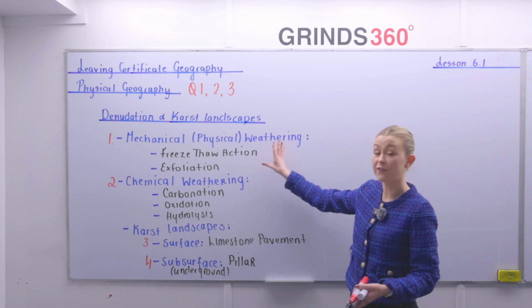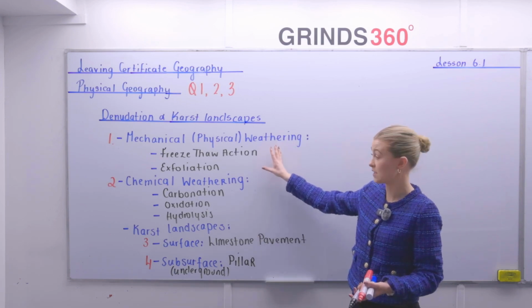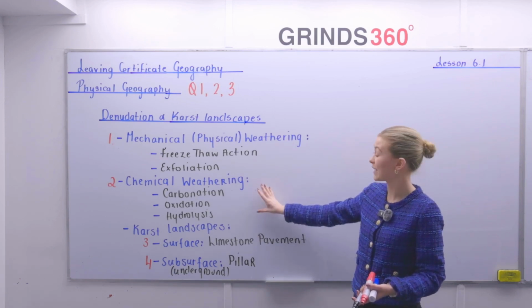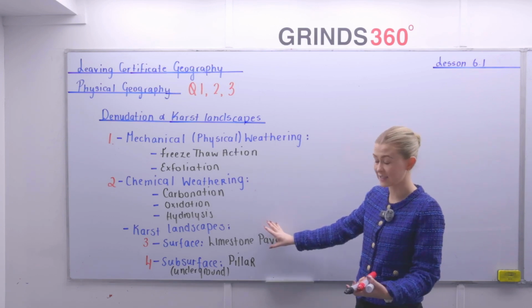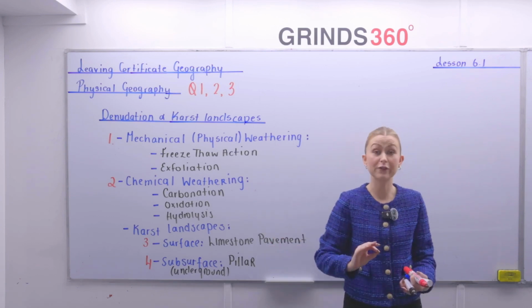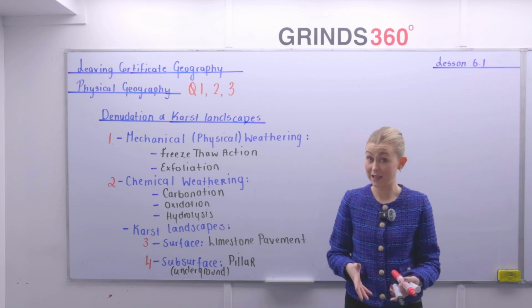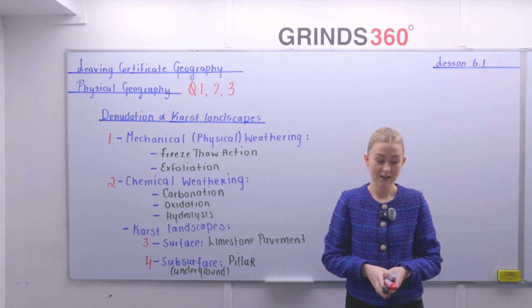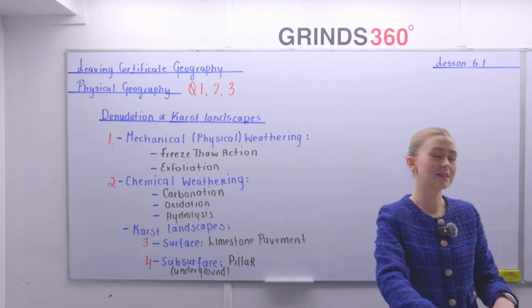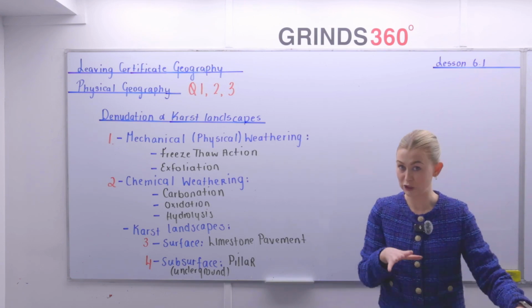We have number 1, our physical weathering or mechanical weathering processes. Number 2, my chemical weathering processes. Number 3, my surface karst feature or landscape. And number 4, my subsurface or underground karst feature or landscape. Now, there are 4 essays that we need to take a look at. However, let's take a quick glance at the back of this particular chapter.